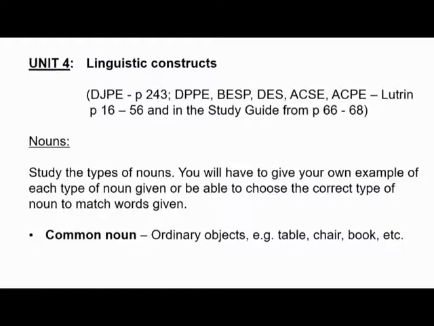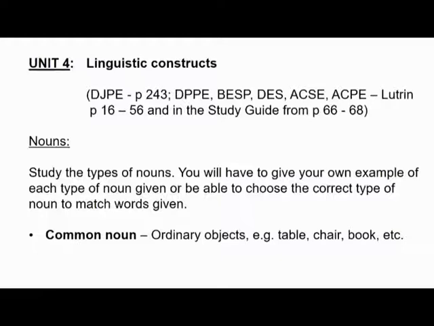The DPPE, BE, SP, DES, DSE, ACPE, and ACSE, you will find those in your Lutheran on page 16 to 56 and in your study guide from page 66 to 68. Now, first of all, we start with the nouns. You have to study all types of nouns. You will have to give your own example of each type of noun given, or be able to choose the correct type of noun to match the given words.